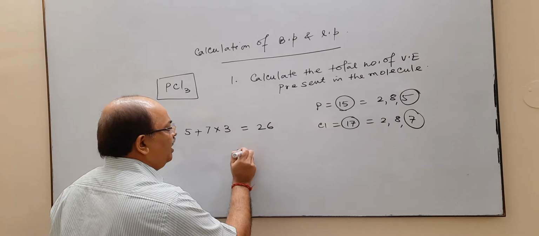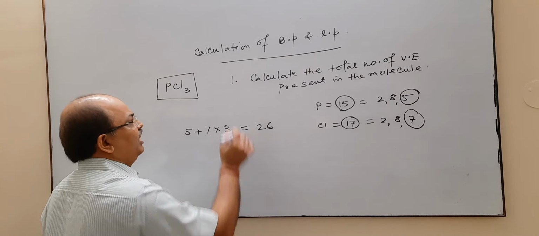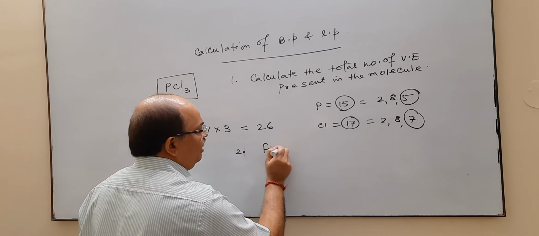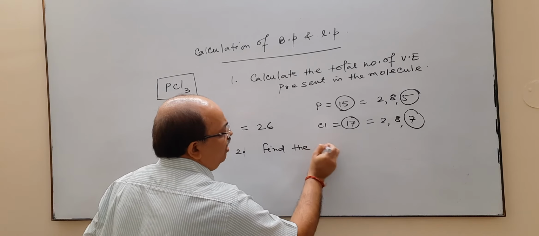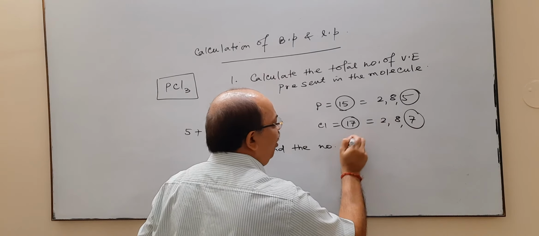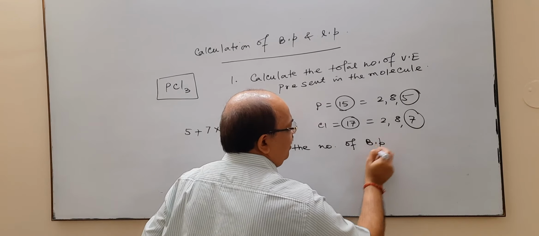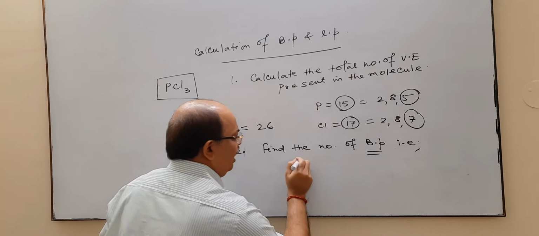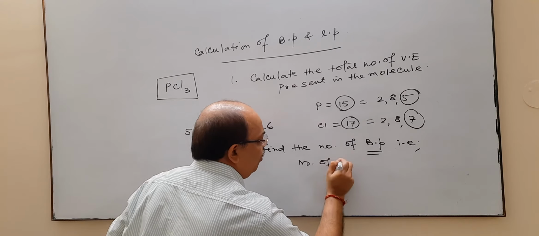Now, what is the second point? The second point is to find the number of bond pairs, that is, the number of octets.